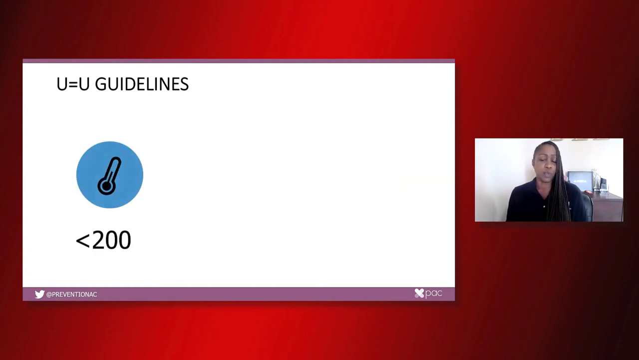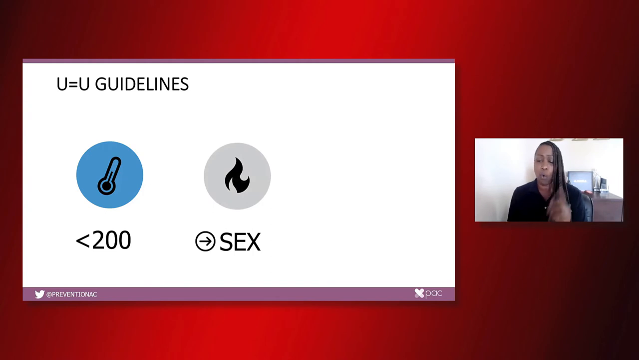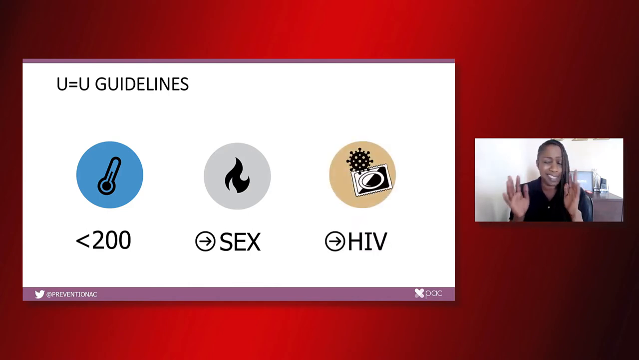So under 200 copies is what we must know. And U equals U is only about sex. It's not about breastfeeding or injection drug use. U equals U is about HIV. So you may want to consider using condoms because of other STIs and unwanted pregnancies. Remember that. Next slide, please.